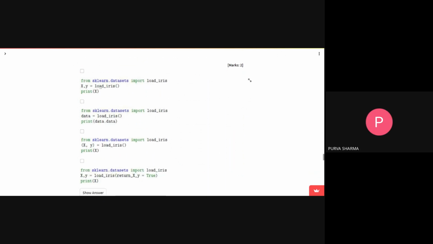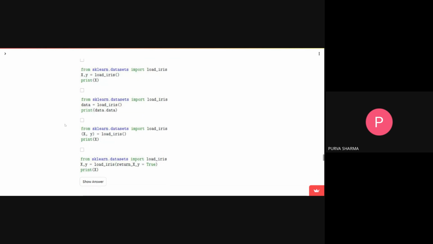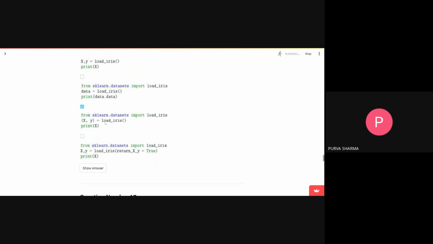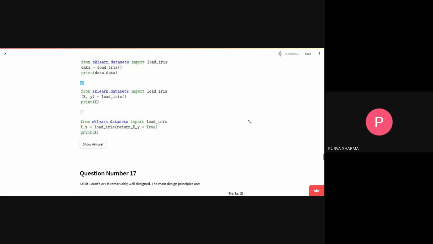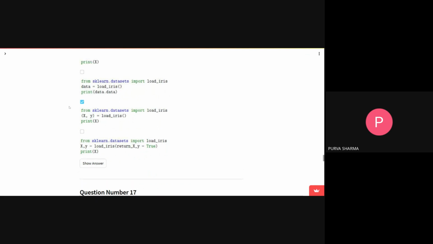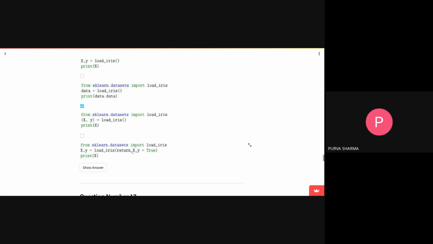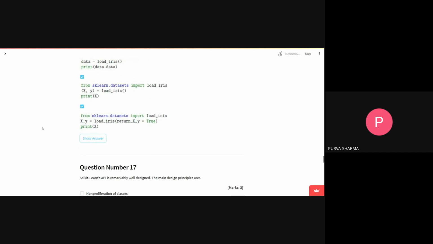Second and fourth. Here in the first option, we are not mentioning anything. The second option is correct, right? Data.data. Then load iris x and y. This is not correct because this is not the correct way to write it. And in the fourth option, return x, y is true. X and y will contain the feature variables and the target variable. So yeah, the fourth option should also be correct. Let's see the answer.